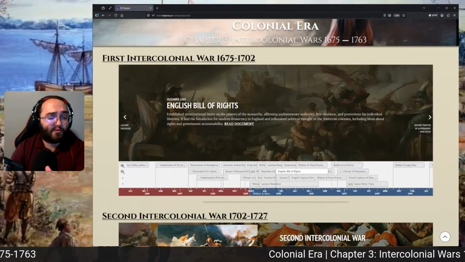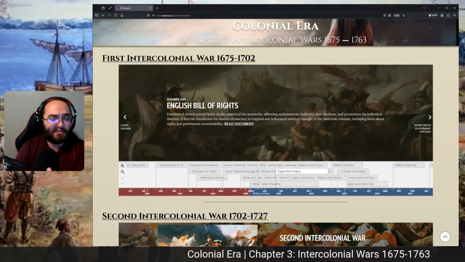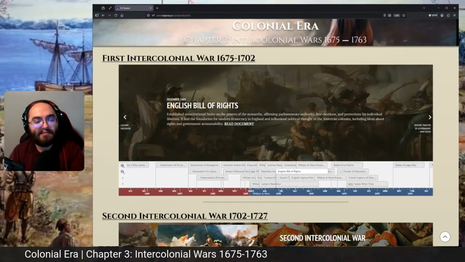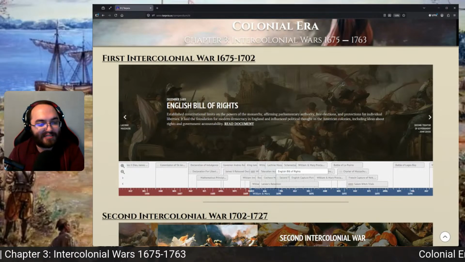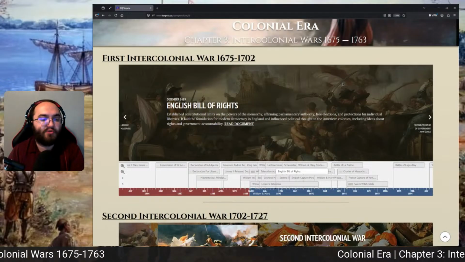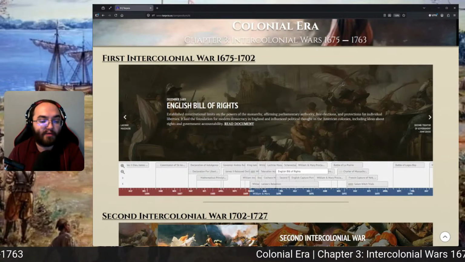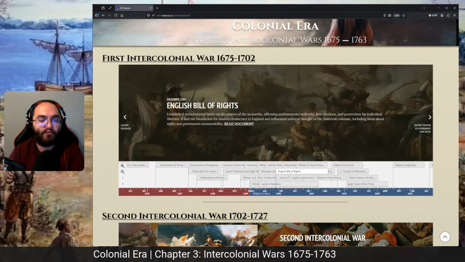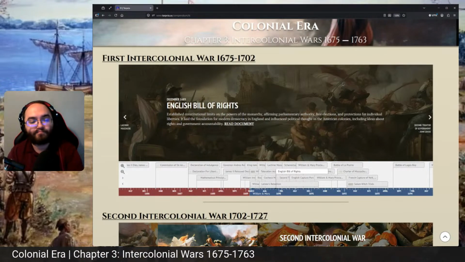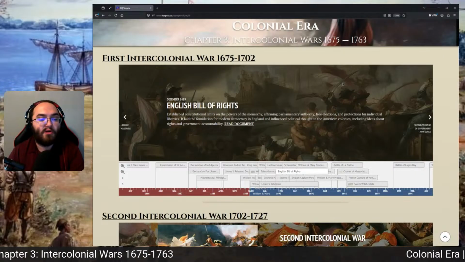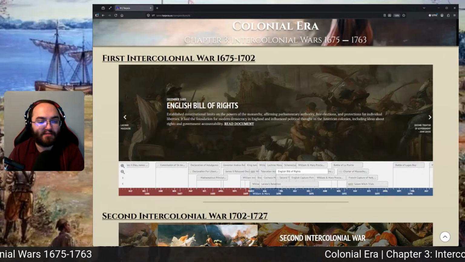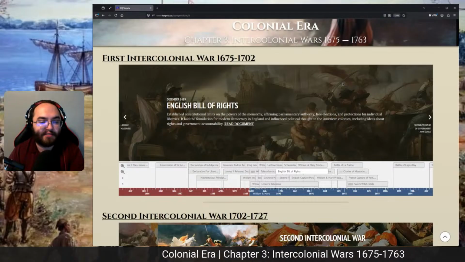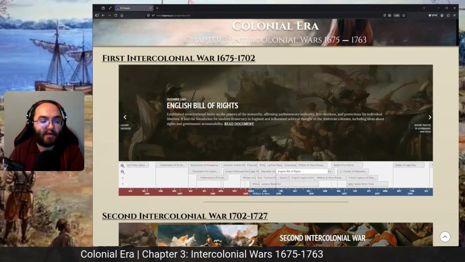Part of the Glorious Revolution is the establishment of the English Bill of Rights. And this happened in December of 1689. It established constitutional limits on the powers of the monarchy, affirming parliamentary authority, free elections, and protections for individual liberties. It laid the foundation for modern democracy in England and influenced political thought in the American colonies, including ideas about rights and government accountability.